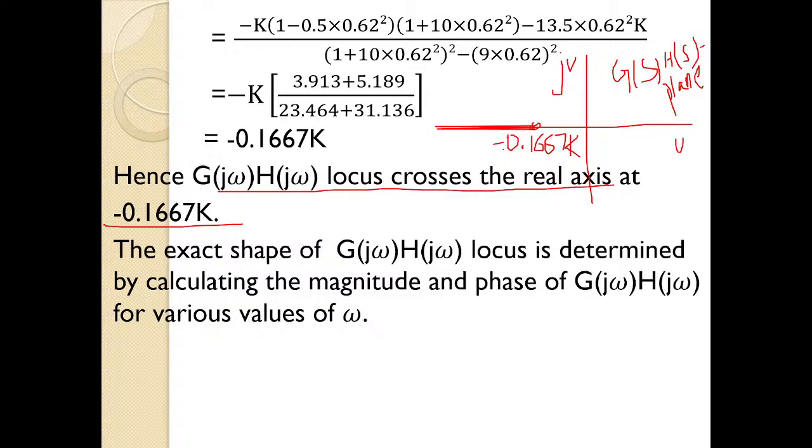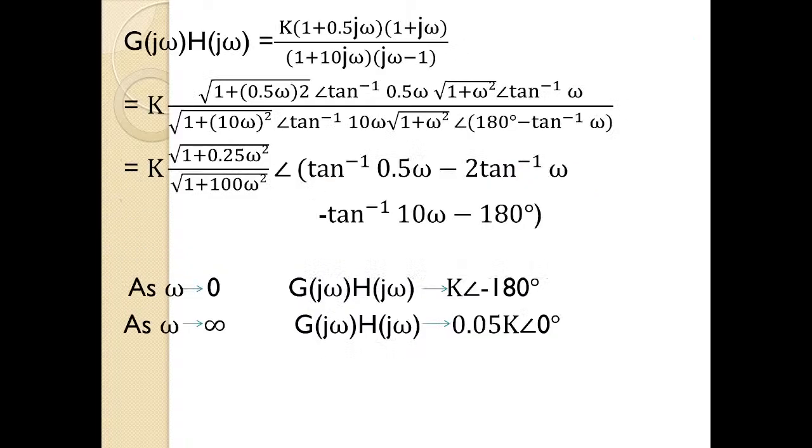Now we have to draw the polar plot for section C1. We have not yet done it, so we have to do that. For that, let us move forward. If you see here, this is our G of J omega, H of J omega. Write it down as it is.